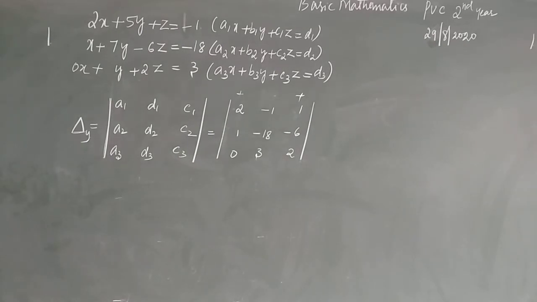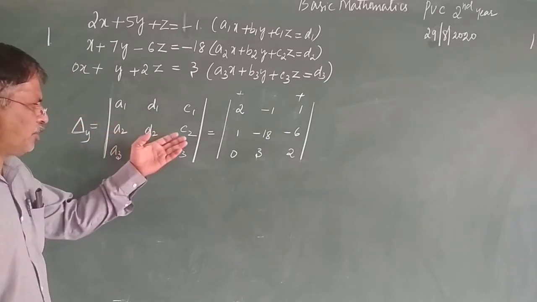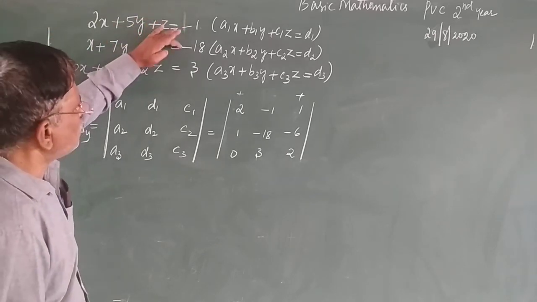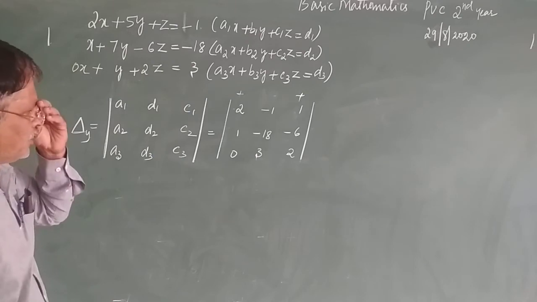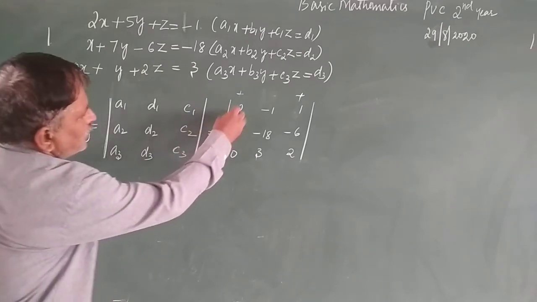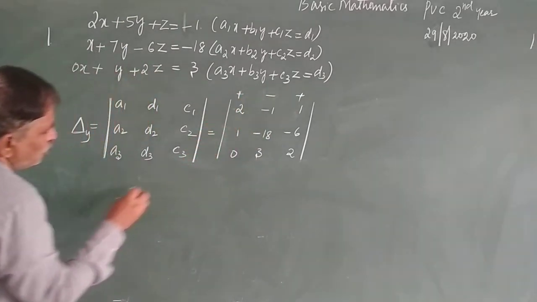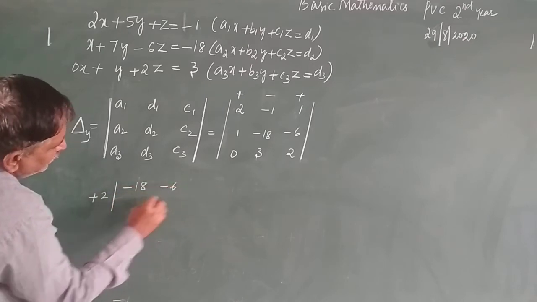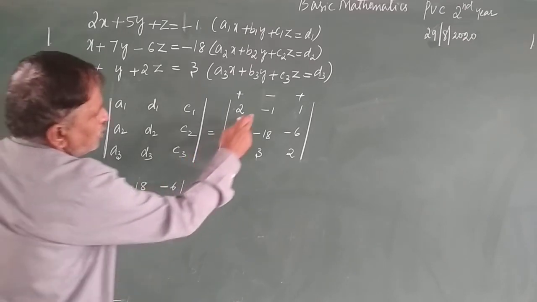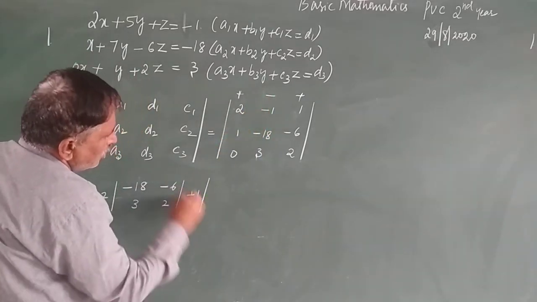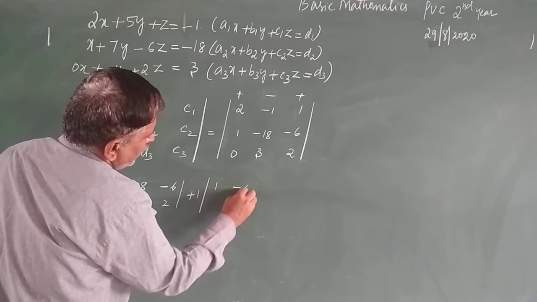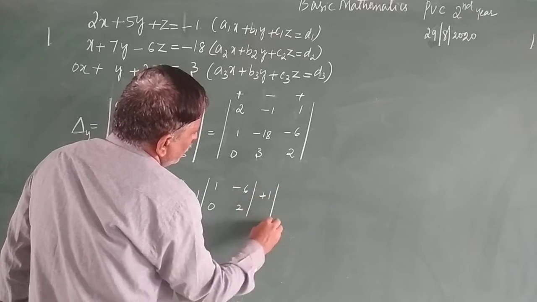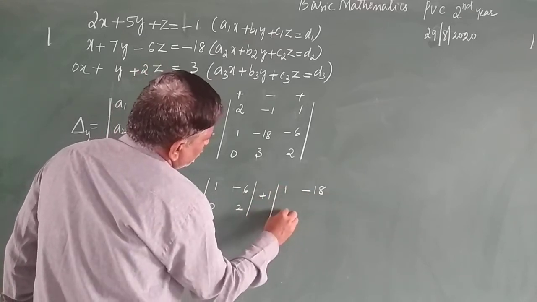Delta y. For delta y we have the formula a1 d1 c1, a2 d2 c2, a3 d3 c3. I have taken a1 as 2 1 0, d1 as minus 1 minus 18 3, and c1 as 1 minus 6 2. Similarly, so plus here, minus here, plus. So plus into plus 2. When I take 2, I will get minus 18, minus 6, 3 and 2. Minus into minus plus 1. So when I take 1, I will get 1 minus 6, 0, 2. Right? Minus into minus plus. Plus into plus 1. So I will get 1 minus 18, 0, 3.